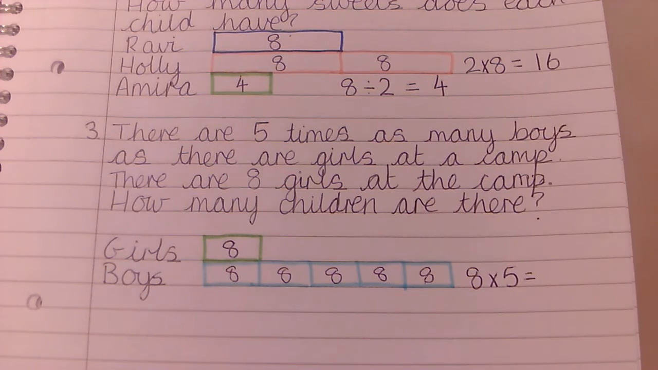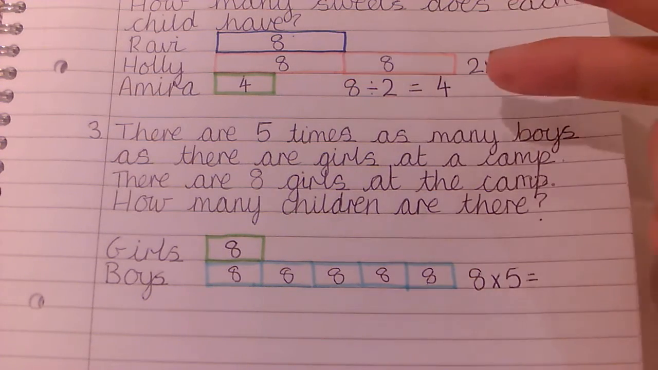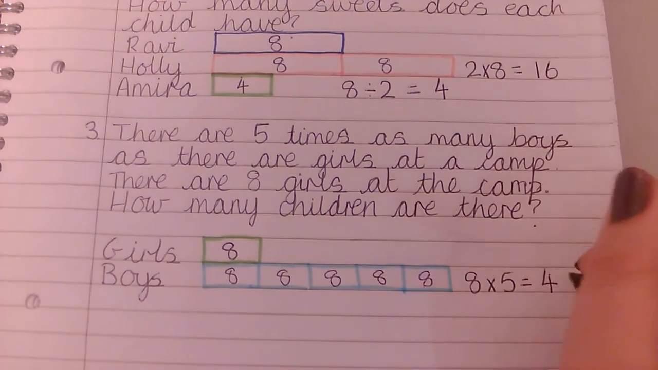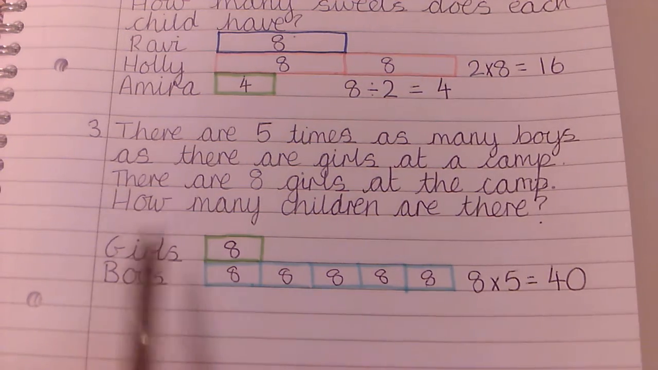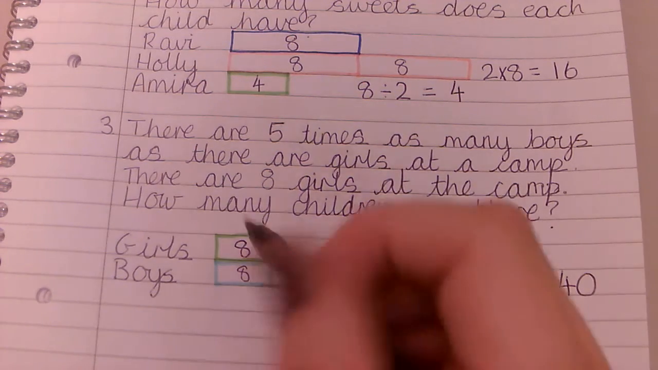Now 8 times 5, let's count in our 5s for this one. 5, 10, 15, 20, 25, 30, 35, 40. So that is telling us that there are 40 boys. If you want to check, you can count up in your 8s as well. 8, 16, 24, 32, 40. Perfect. Now the question actually asked how many children are there, so we're going to have to add the girls and the boys together.